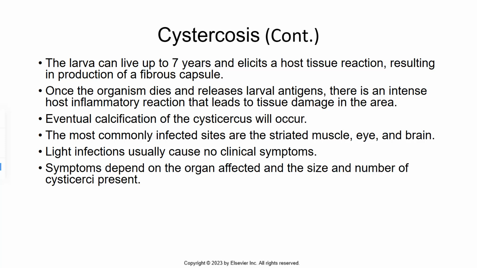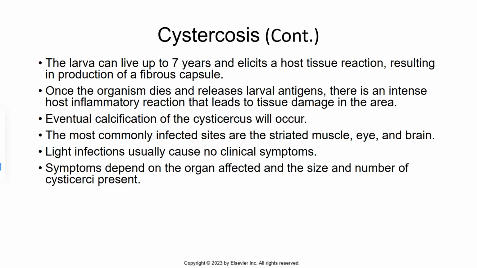The larvae can live up to 7 years and elicit a host tissue reaction, resulting in the production of a fibrous capsule. Once the organism dies, it releases larval antigens. There is an intense host inflammatory reaction that leads to tissue damage in the area. Eventual calcification of the cysticercus will occur. The most commonly infected sites are the striated muscle, eye, and brain. Light infections usually cause no clinical symptoms, but the symptoms depend on the organ affected.